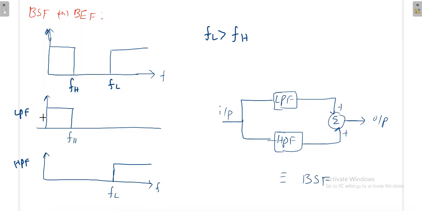First you pass your signal through the low pass filter, because the low pass filter will allow these signals. The same input is given through the high pass filter, and this will allow these signals. Then you make the addition, and finally you can get this answer, with respect to output and input. So this combination will act as a band stop filter.